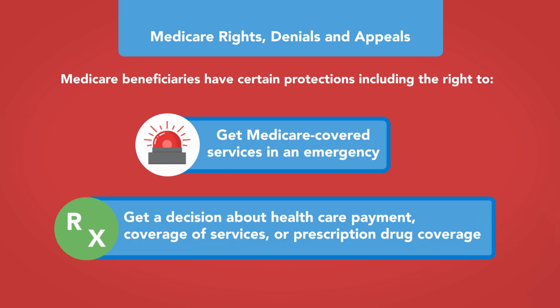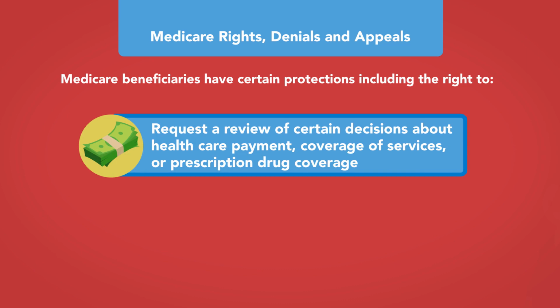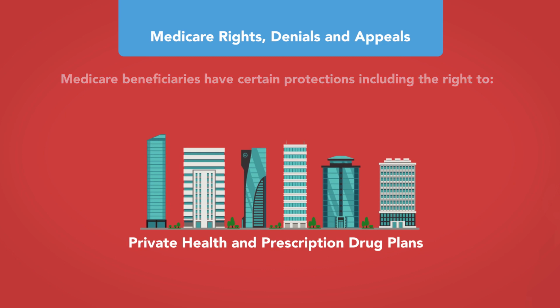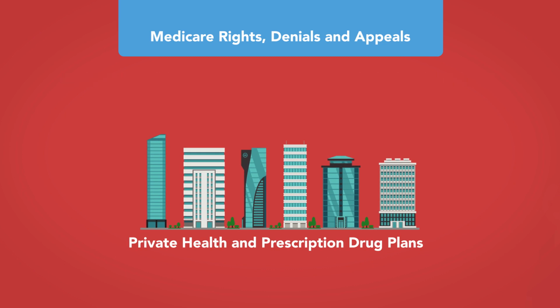get Medicare-covered services in an emergency, get a decision about healthcare payment, coverage of services, or prescription drug coverage, request a review of certain decisions about healthcare payment, coverage of services, or prescription drug coverage, and file complaints, including complaints about the quality of their care. Medicare benefits are typically administered by private health and prescription drug plans who choose to participate in Medicare.